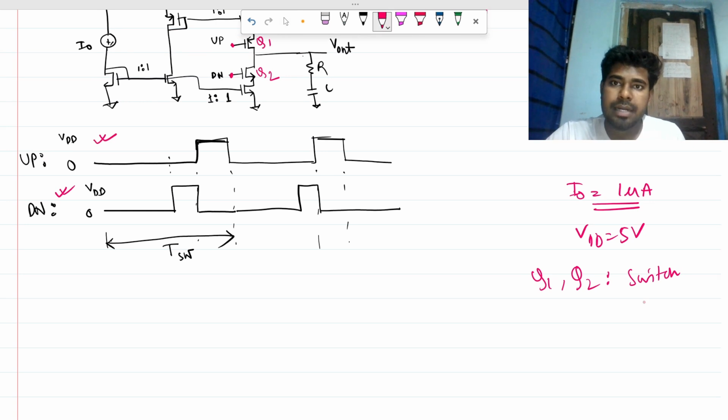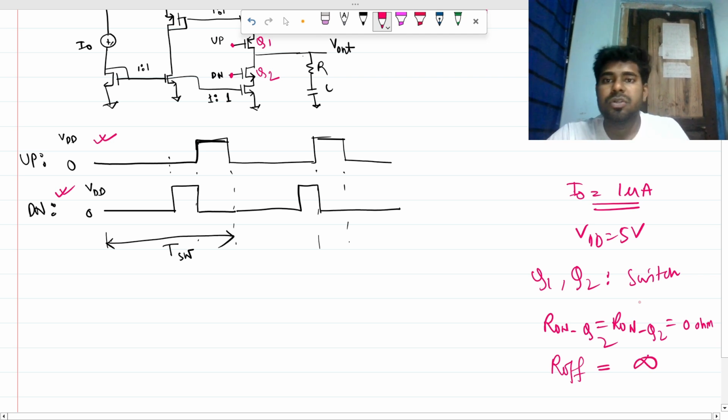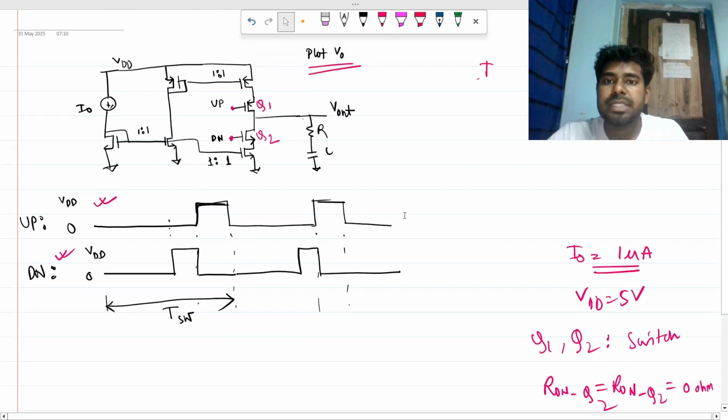So the R on of Q1 equal to R on of Q2 will be 0 when they are on, so 0 ohm, an ideal switch. And when they are off, R off of both transistors becomes infinity. So Q1 and Q2 are ideal switches, and we will assume that.